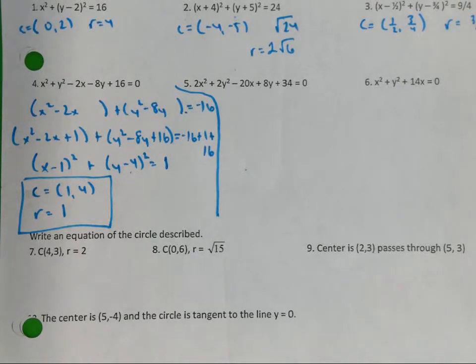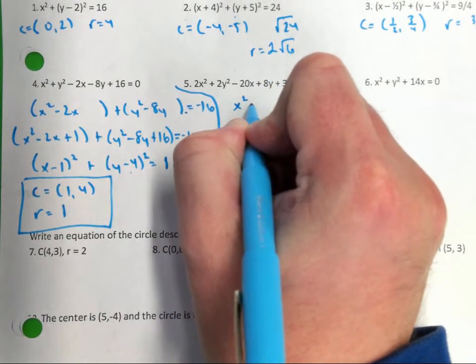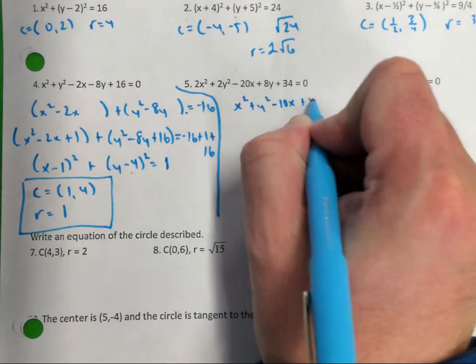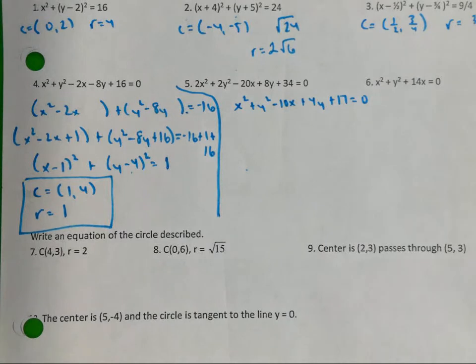But what do you notice can be taken out of all of those? A 2. Take a 2 out. You don't have to write the 2 down. Just take it out. And that's going to be left with what? X squared plus y squared minus 10x plus 4y plus 17 equals 0. You just took a 2 out.